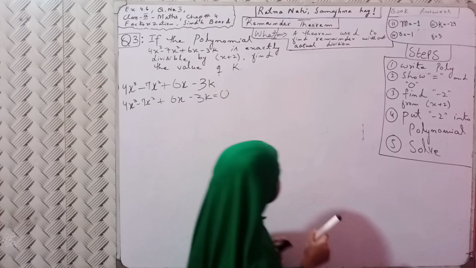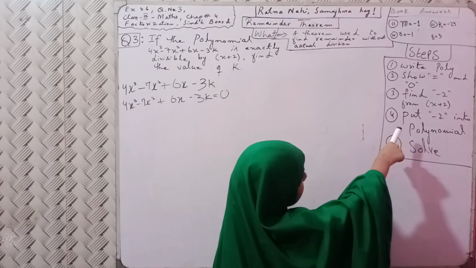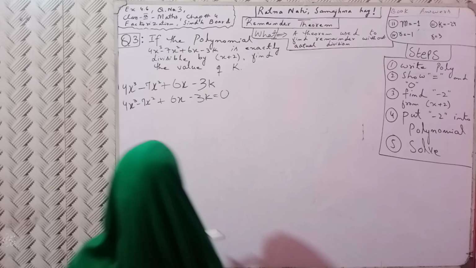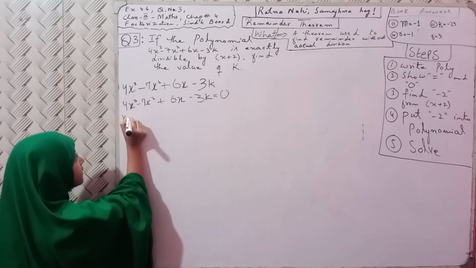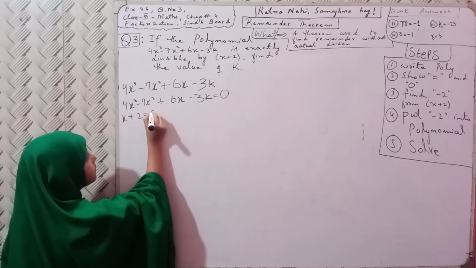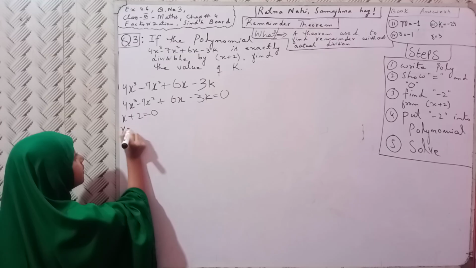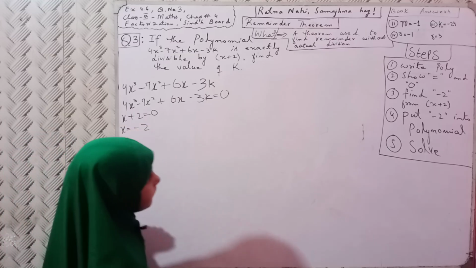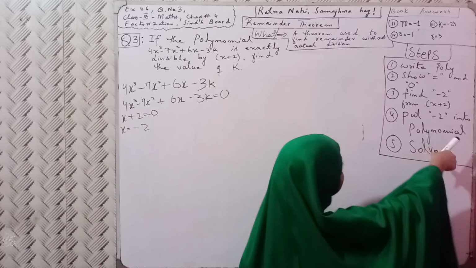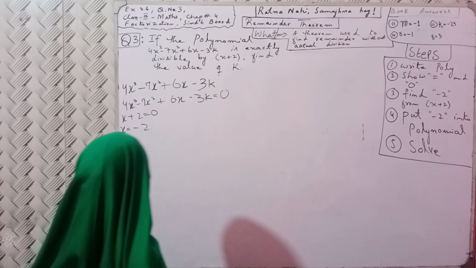Done this. Now the third step, find minus 2 from x plus 2. So x plus 2 is equal to 0, x is equal to minus 2. So the fourth step is put minus 2 into the polynomial.